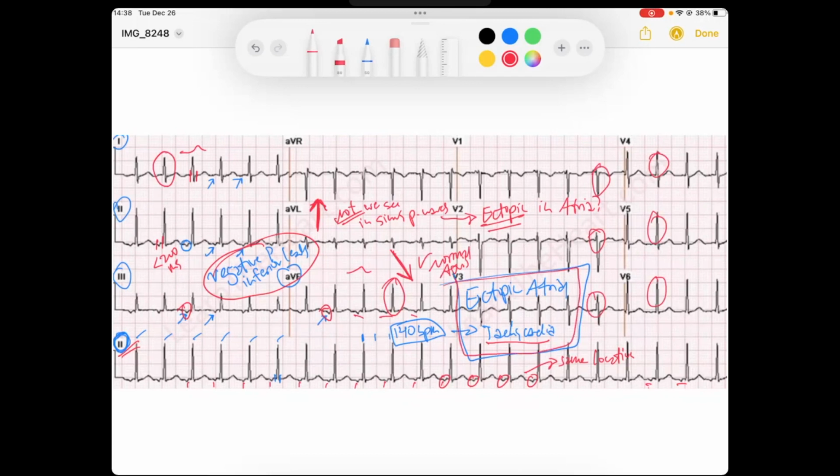There is some ectopic focus in the atria that is firing off at a rate of 140 beats per minute. This person would do really well with an EP study by the electrophysiologist, and we can ablate this ectopic focus so this person can move on and not have to deal with these.